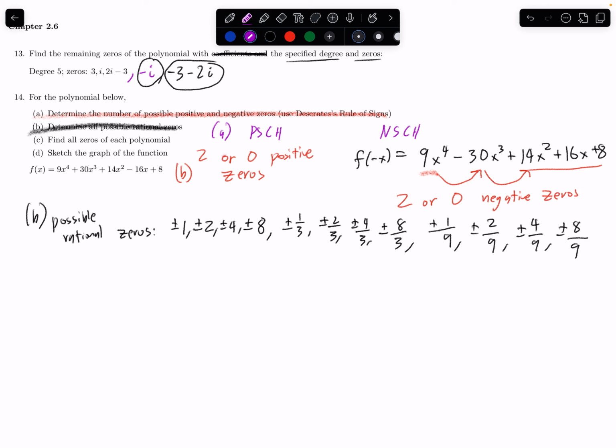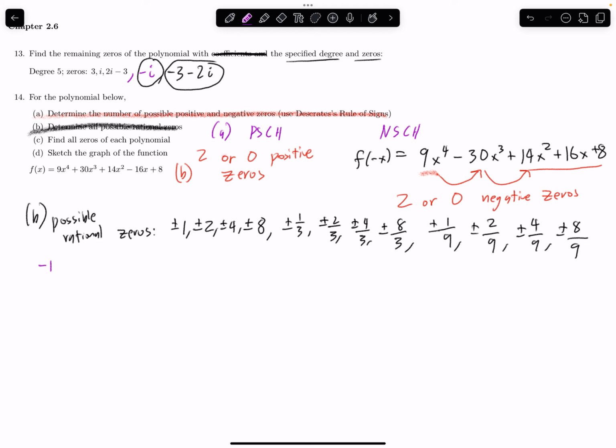Okay, part C says find all zeros now. And to do that, first I'm going to look for 2 using synthetic division and then use the quadratic equation after that. Okay, so let's just use a little intuition here first. I'm going to start with the whole numbers, right? And just looking at, if I plug in 1, this is going to be 9, that's going to be 30, plus 14. It's going to be minus 16 and plus 8. These positive numbers are going to be too much for that negative 16 to overcome and zero out. So I know 1 is not going to work.